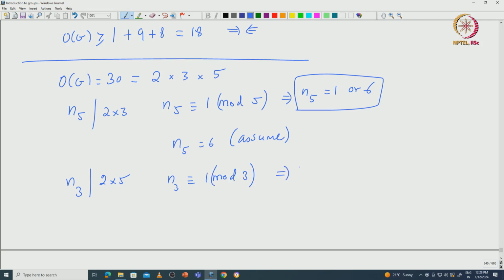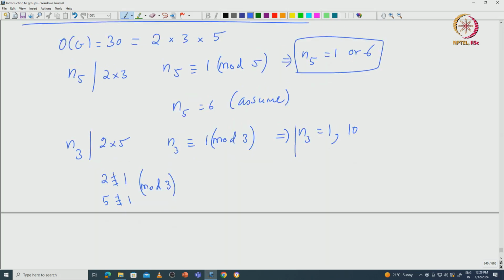So that forces n3 to be either 1 or 2 or 5 or 10, but 2 and 5 are both not congruent to 1 modulo 3. So this is just either 1 or 10, because 2 is not congruent to 1 and 5 is not congruent to 1 modulo 3. Okay. So that means n3 has to be either 1 or 10. If n3 is 1, then we are done. So assume that n3 is 10.